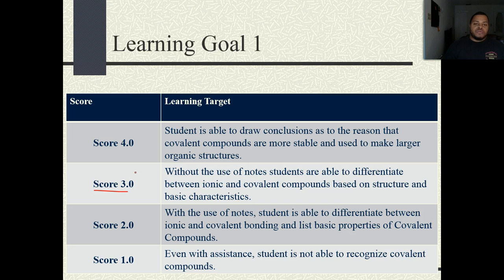And I just want you to go ahead and rate yourself on where you are at this point. Some of you may look at it and say, well, I have no idea what a covalent compound is or a molecular compound is, so you may put yourself at a score 1.0. That's perfectly fine, but the goal is that we'll be able to move you closer and closer towards that mastery of this skill. So let's go ahead and get started.